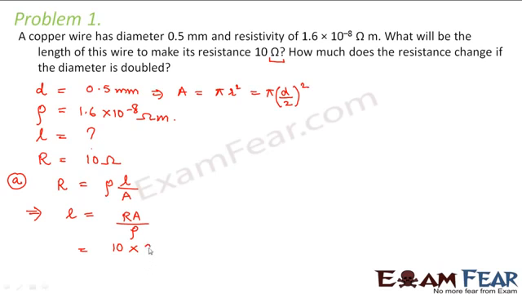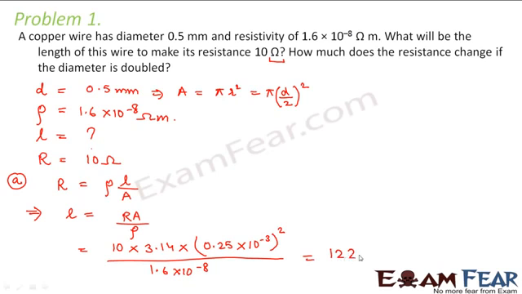Right? So this will be equal to pi is 3.14 into D by 2. What is D by 2? 0.5 divided by 2. So 0.25 into 10 to the power minus 3 whole square divided by rho, that is 1.6 into 10 to the power minus 8. So this comes out to be 122.72 meters. So this should be the length of the wire to make its resistance 10 ohms.